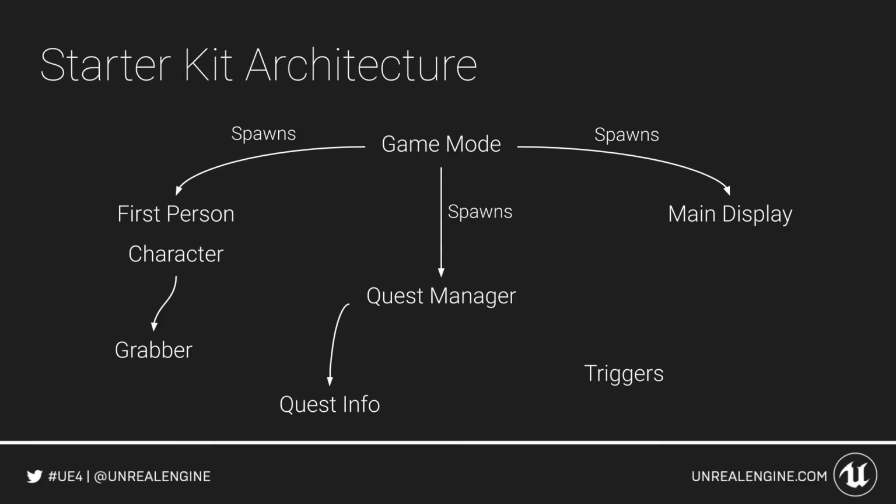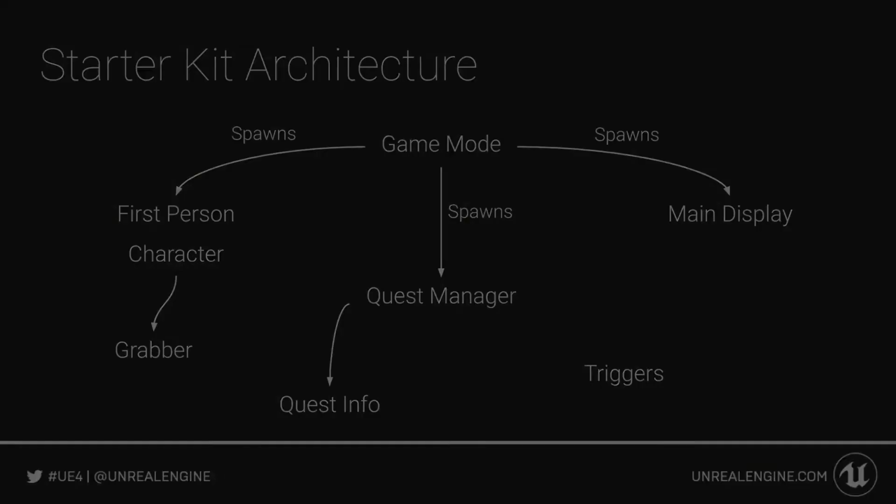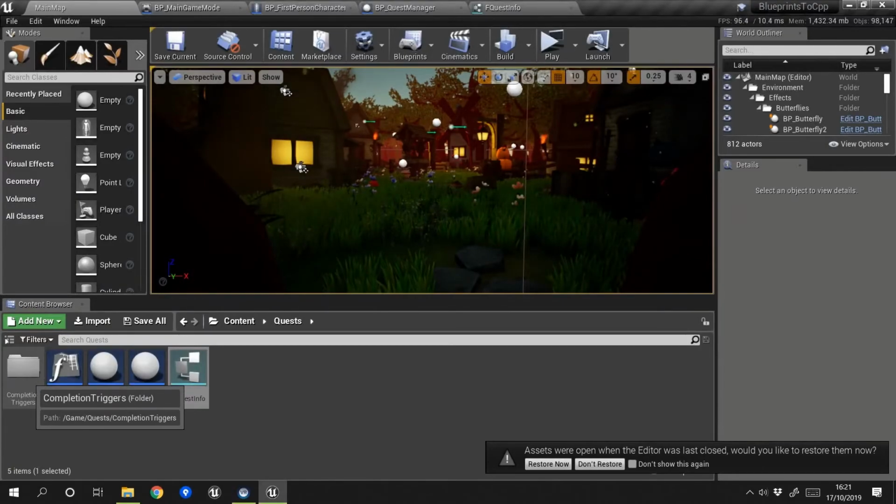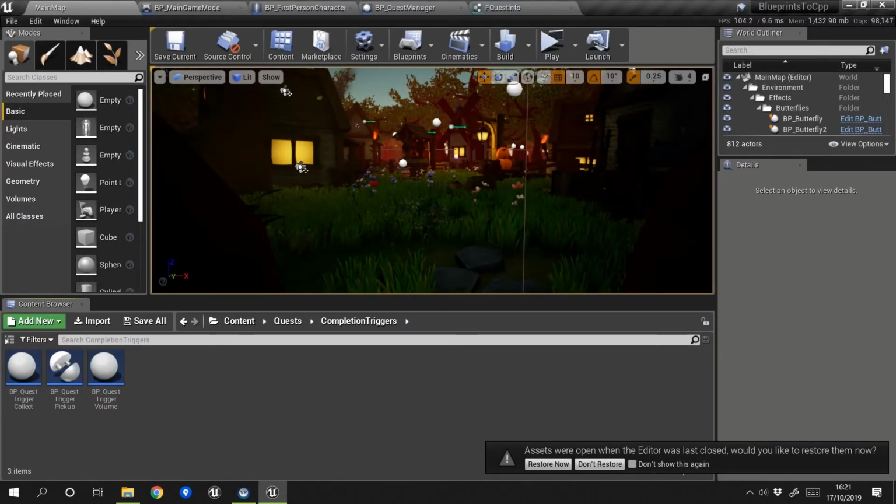What are the triggers? If we go back to our content browser and have a look at content quests, completion triggers folder, you can see that there are a few of these in the project. There's a collect trigger, and this is triggered, for example, when we brought all the pumpkins to the miller, when we bring a number of items into a volume. There is the pickup trigger, which is what was attached to the axe. If we pick up the axe, then the pickup trigger is triggered.